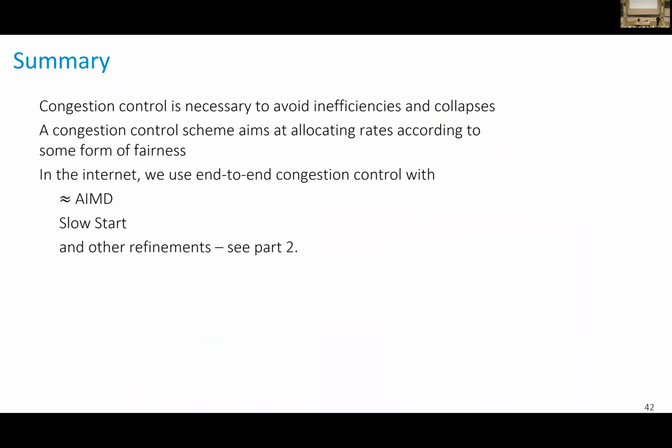And that concludes at least the first part, the theory part of congestion control. So congestion control is necessary, otherwise your internet will not work. A congestion control scheme aims at allocating rates according to some form of fairness, and if we include in fairness Pareto efficiency, like proportional fairness or any utility fairness or max-min fairness. And in the internet, the two ingredients that we have are essentially AIMD and slow start, plus zillions of other refinements that we will now discuss.